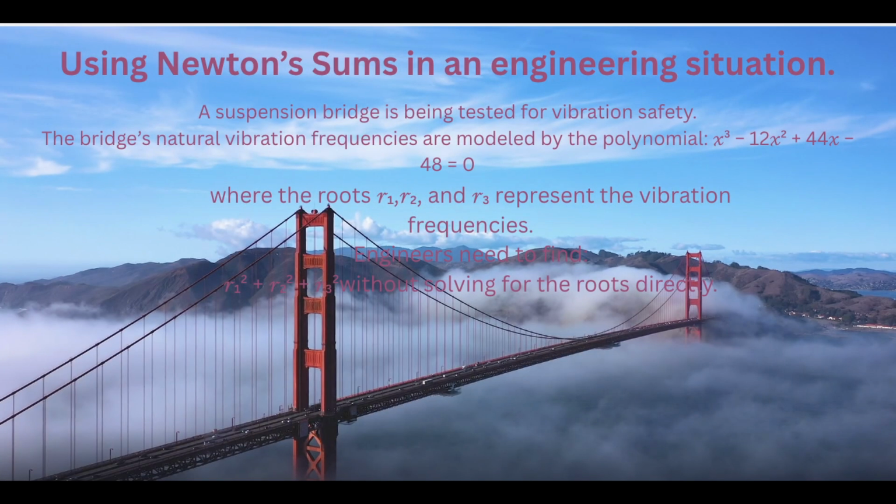Using Newton's sums in an engineering situation, also a word problem. A suspension bridge is being tested for vibration safety. The bridge's natural vibration frequencies are modeled by the polynomial x cubed minus 12x squared plus 44x minus 48 equals 0, where the roots R1, R2, and R3 represent the vibration frequencies. Engineers need to find R1 squared plus R2 squared plus R3 squared without solving for the roots themselves.